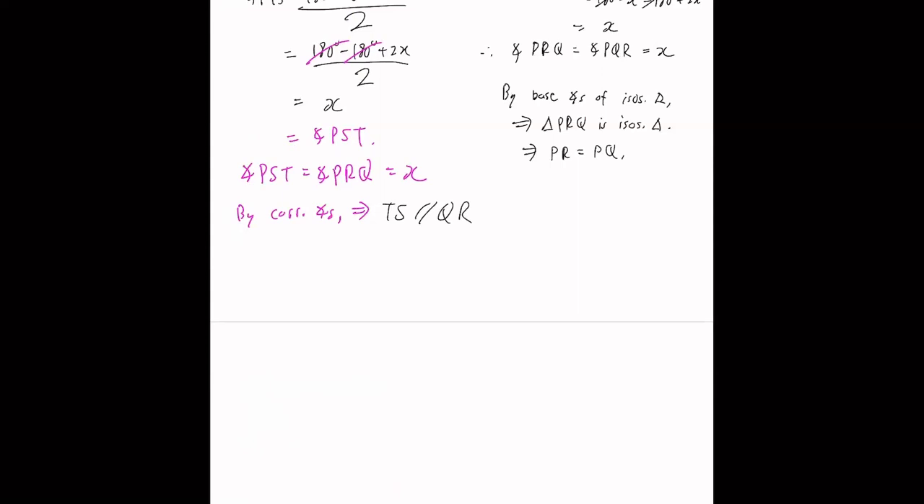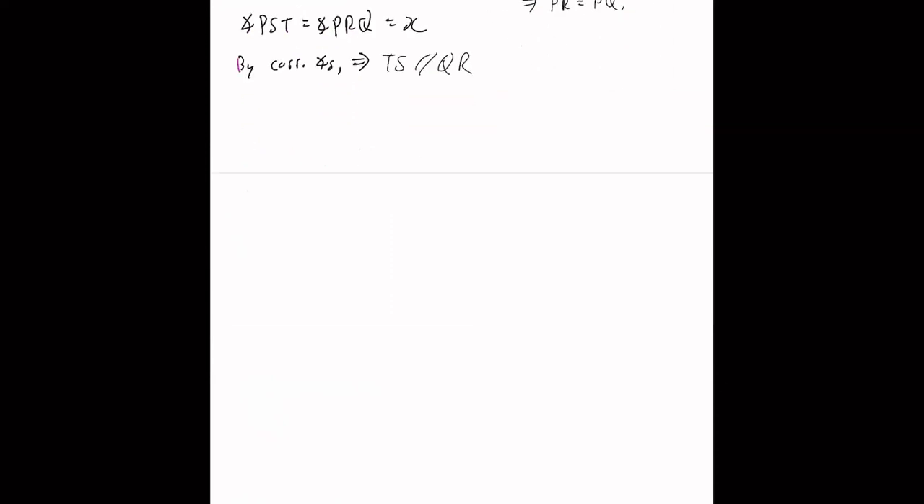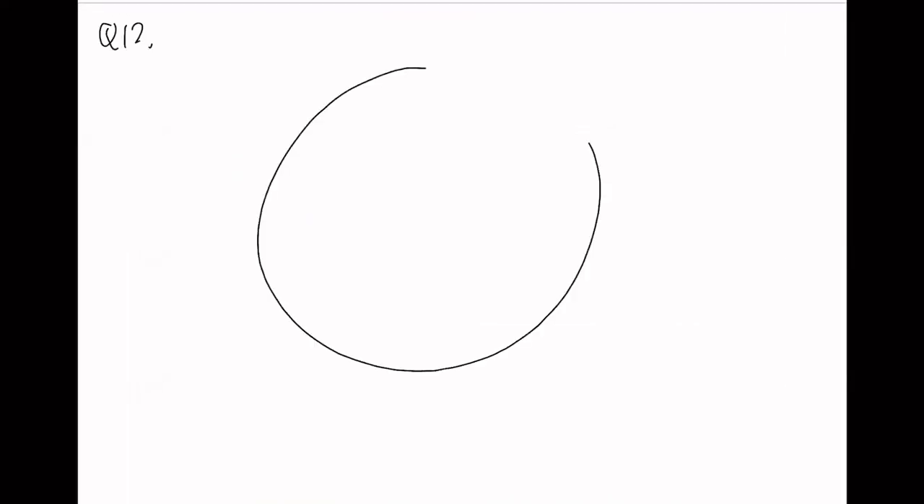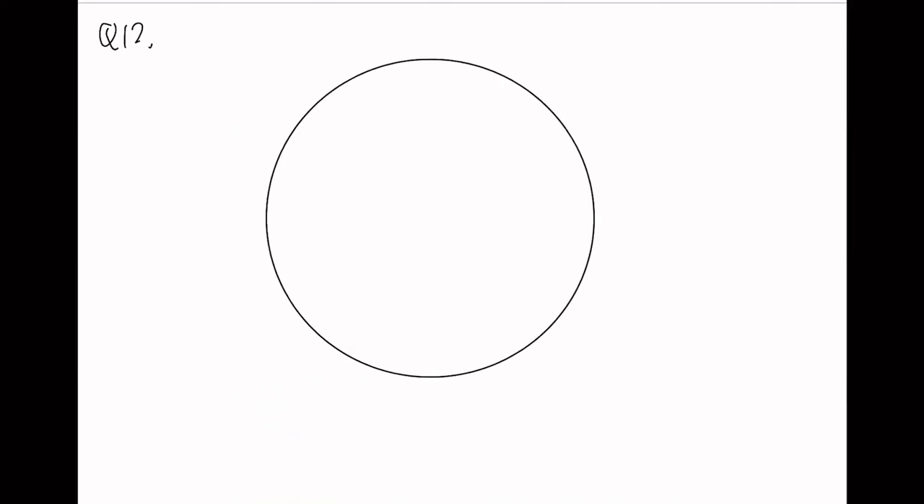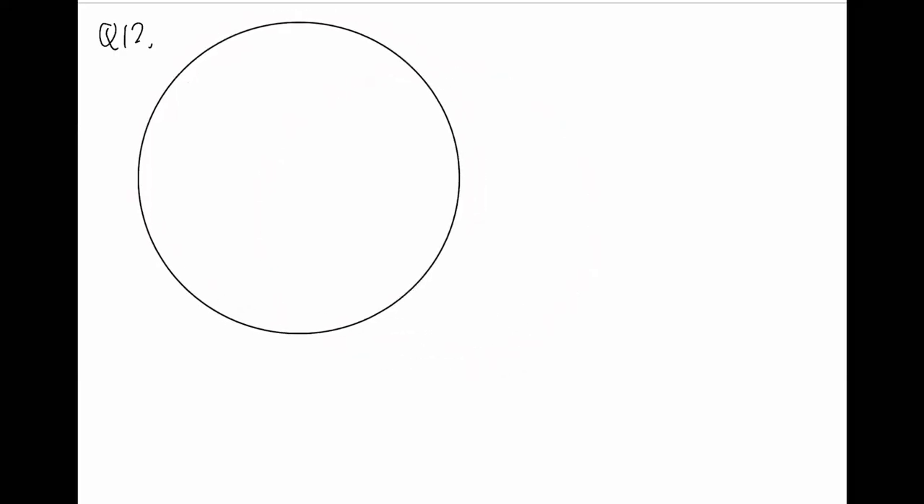Okay, this part should be black. Okay, then let's move on. Question 12. Circle. Let me see, diameter. Oh, okay. Diameter. Got a radius here. Got a parallel line. Then we have AQ like this. Okay, let me label the points.